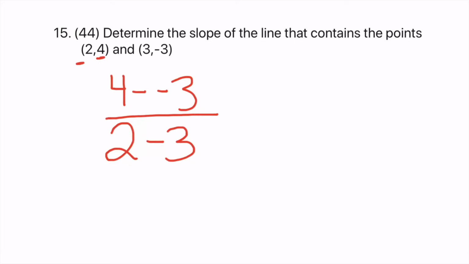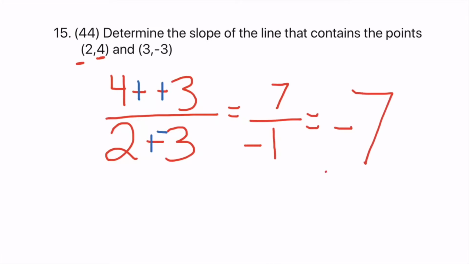Now on the top, we know that if we change this to an addition sign, we add the opposite. So that's really 4 plus 3, which is 7. And down on the bottom with the x's, we can add the opposite, or add a line, change the sign. So we have 2 plus a negative 3. So that is going to give us a negative 1. So if we simplify, our slope is negative 7.